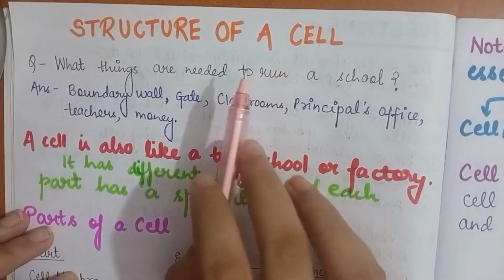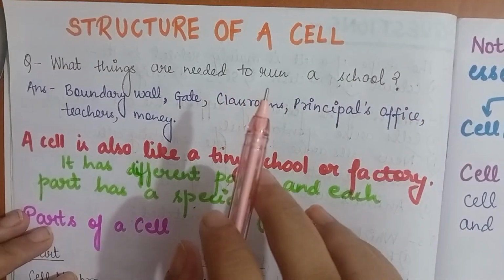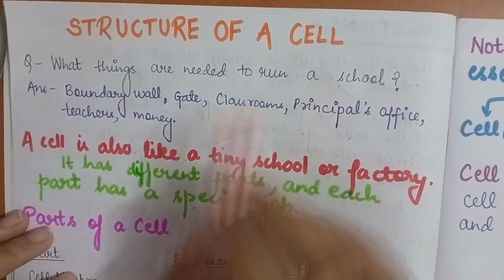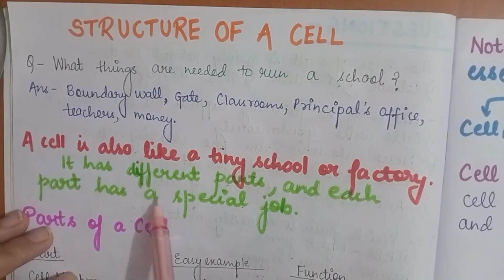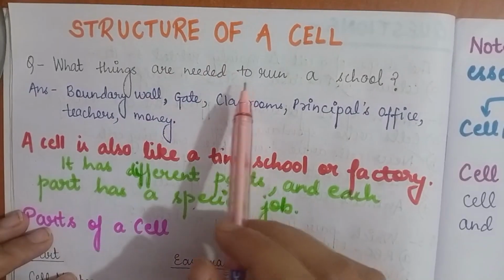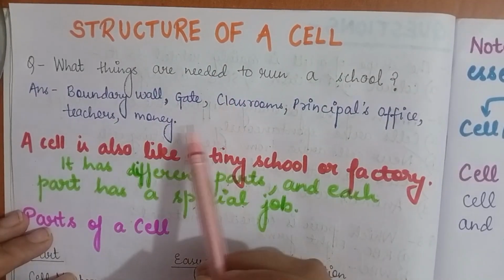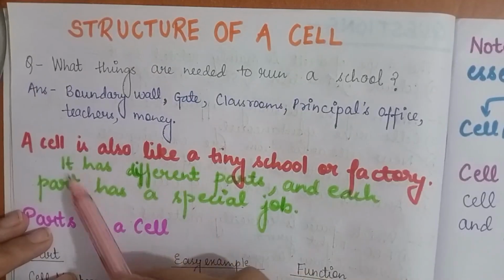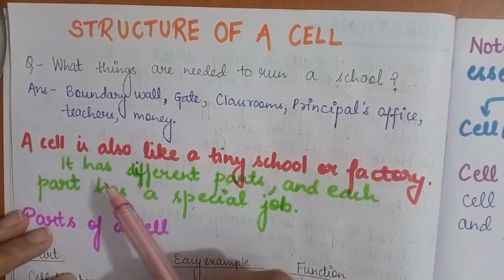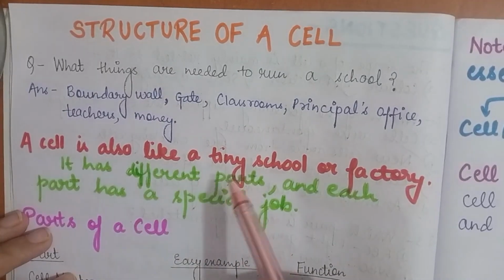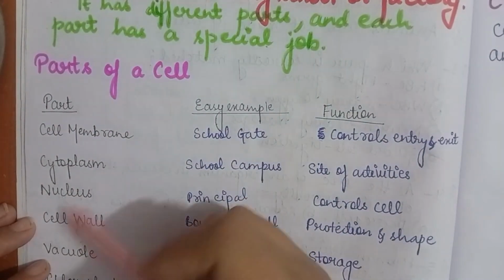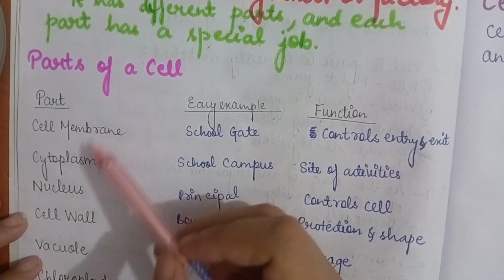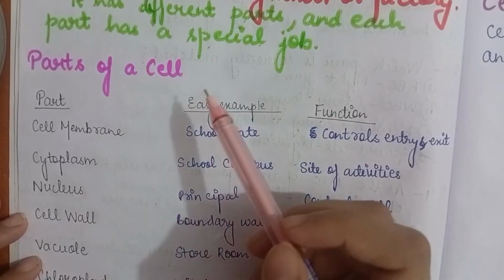So you may in a similar way consider a cell as a school, because it has different parts and each part has a special job. Like in a school, teachers, principals, they have different jobs. Similarly, a cell also has different parts which have a special job. So here we are going to study the different parts that are present in a cell. We will study about these parts in detail in the further lectures.